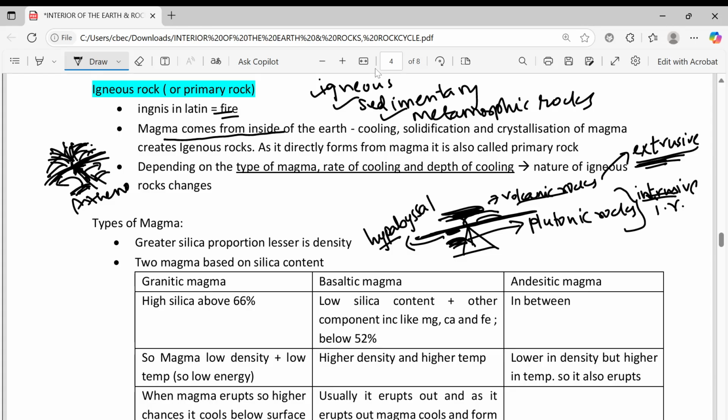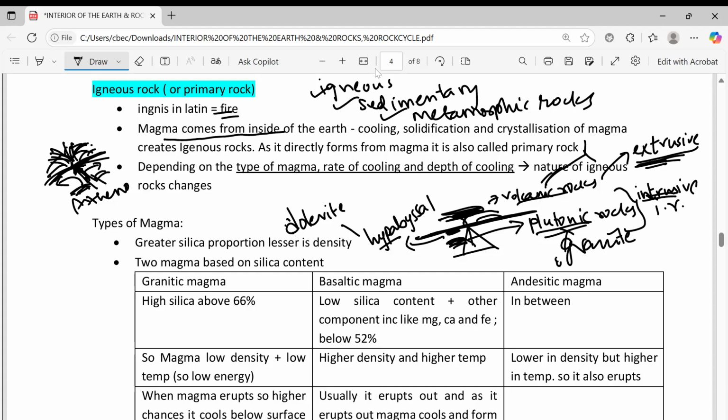So here various rocks are forming. For example, plutonic rocks, we say this is granite. Example, this is granite, a plutonic rock. And hypabyssal rock, for example, you remember, dolerite. And volcanic rocks, you can remember, this also splits up. We will see.